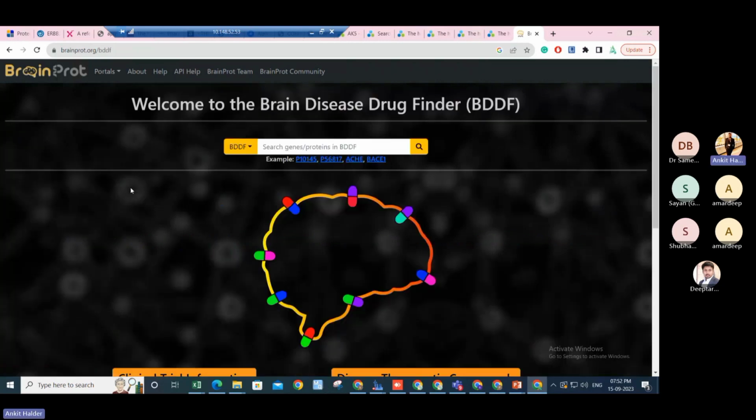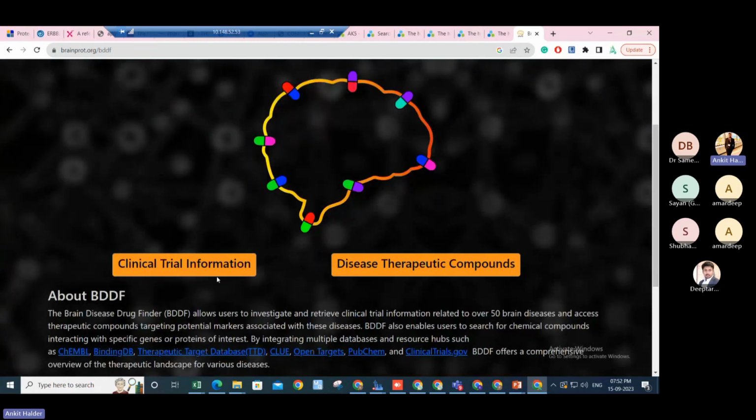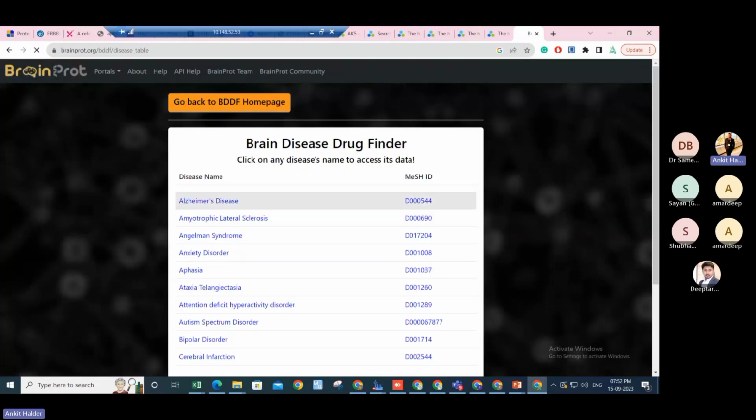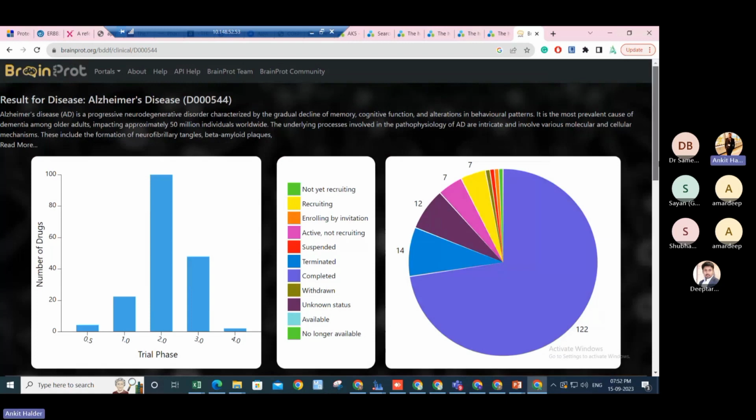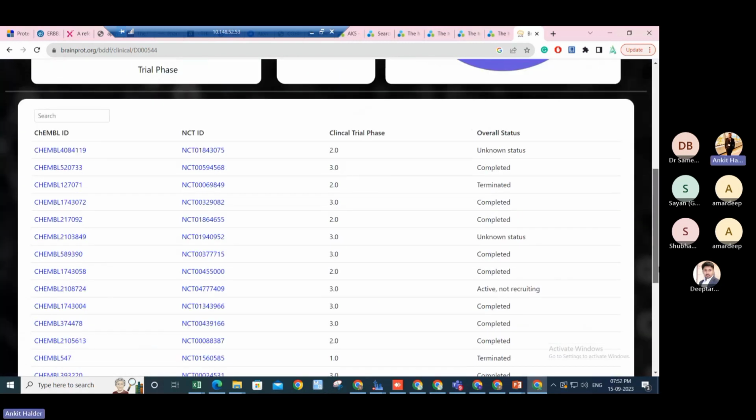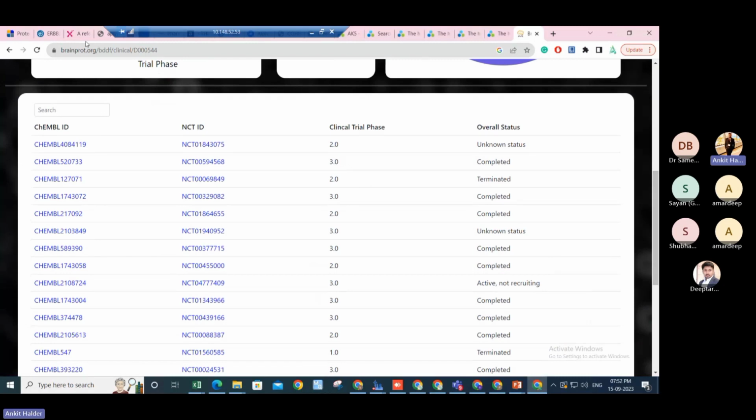Then the last domain is BDDF, the Brain Disease Drug Finder. As I showed you, the druggable proteome or the druggable region. What are the different drugs that are being developed for a particular disease? In the clinical trials region, if you want to find out which drugs there are, so that you don't reinvent the wheel, you can have knowledge of what is actually going on, and how many are in which trial phase, completed or not.